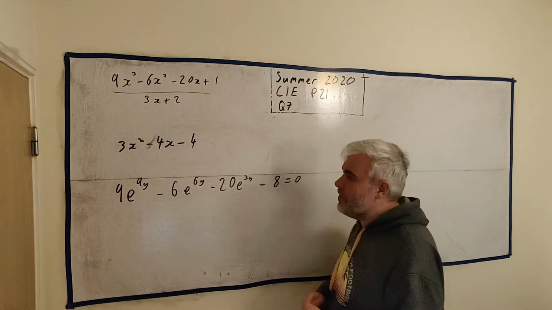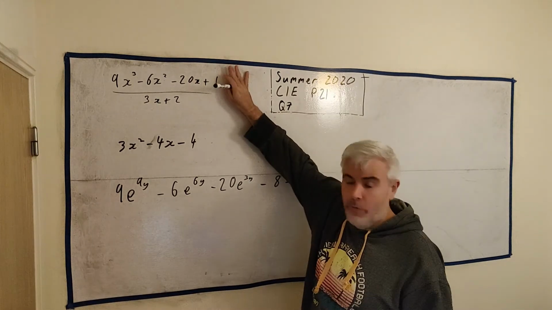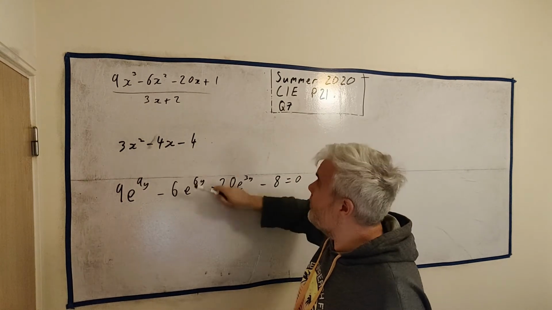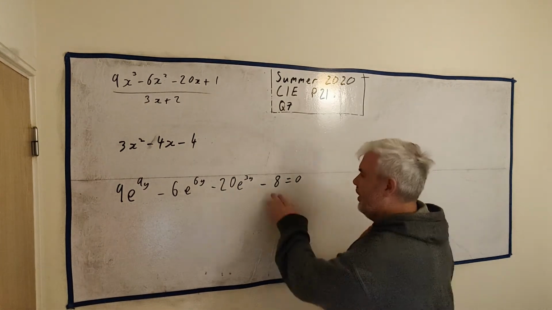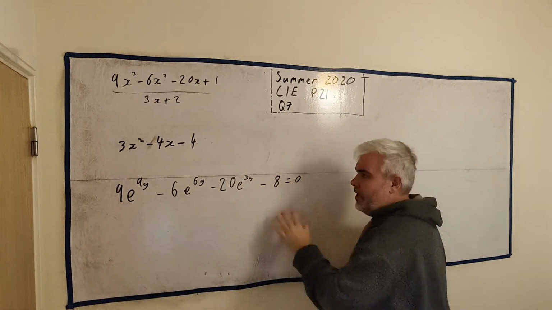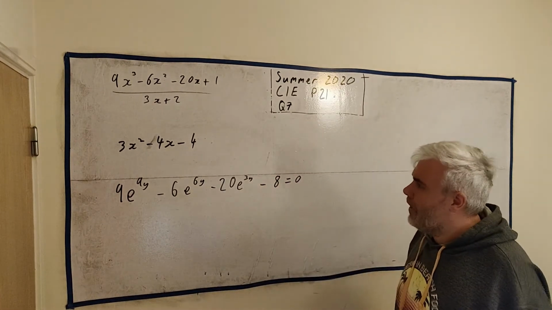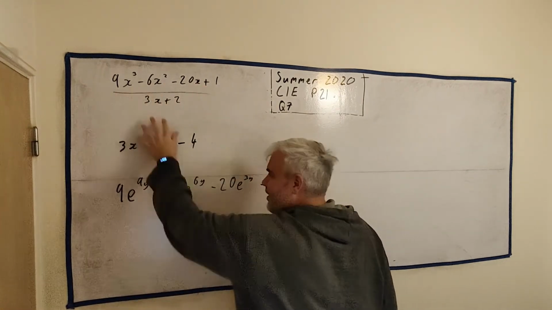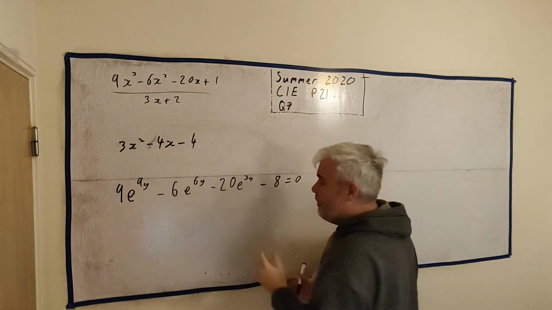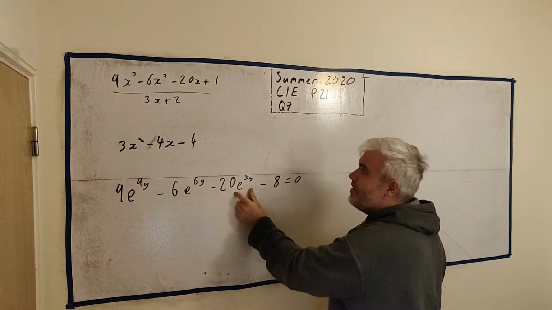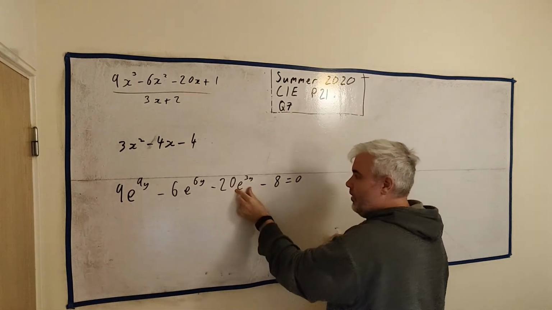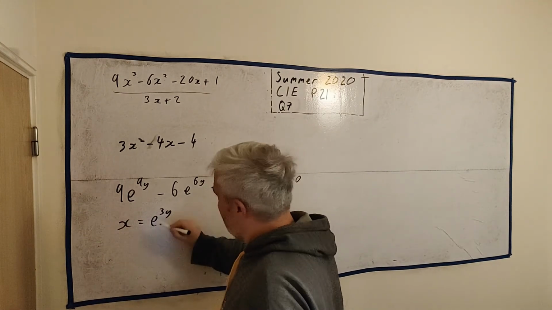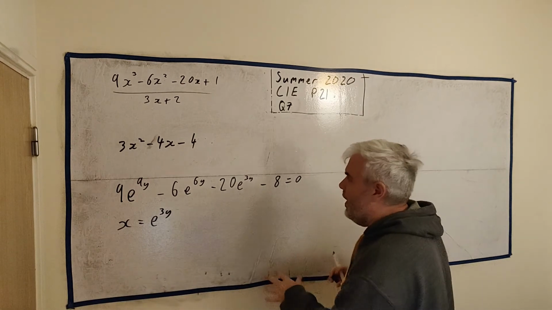But what you needed to notice is this is very similar to the first question. We have 9 times something, minus 6, minus 20. This is different, plus 1 and a minus 8. That's going to be important as well. Also, the real trick to notice here is the x's are similar to these as well. If we make one substitution, it's easiest to see when there's just an x here and there's just this here. So x is equal to e to the 3y. It does work. I'll show you why now.